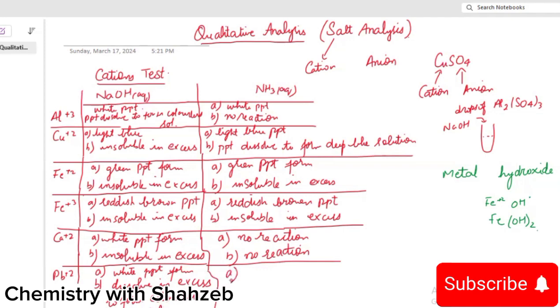And here again a white precipitate forms on addition of a small amount of ammonia, but it is insoluble in excess. So we are going to be left with zinc, Zn2+.